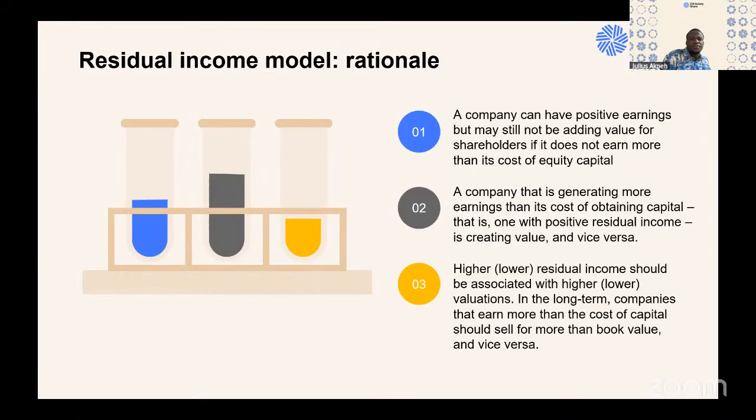Let's look at the third one. Forget about those in the bracket. Higher residual income should be associated with what? Higher valuation. So a company that is having positive residual income is creating value, and a company that is creating value should have a higher valuation than a company that is not. So a relatively lower residual income should be associated with a lower valuation. Now, in the long term, companies that earn more than the cost of capital should sell for more than book value and vice versa.